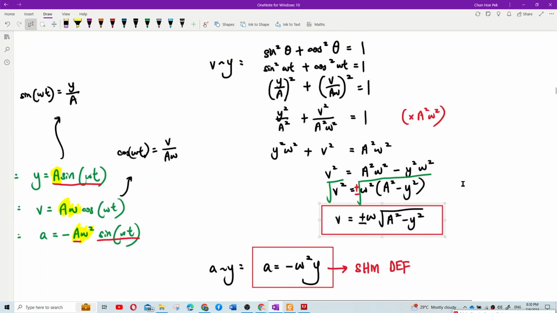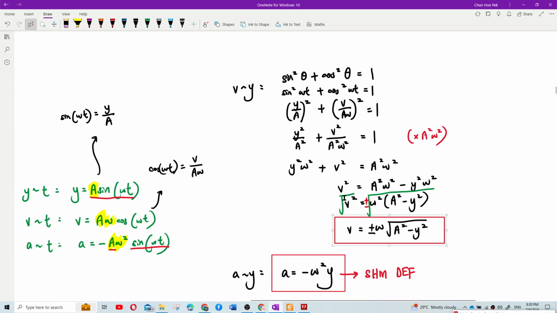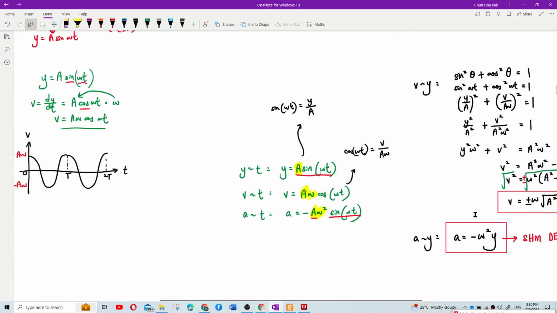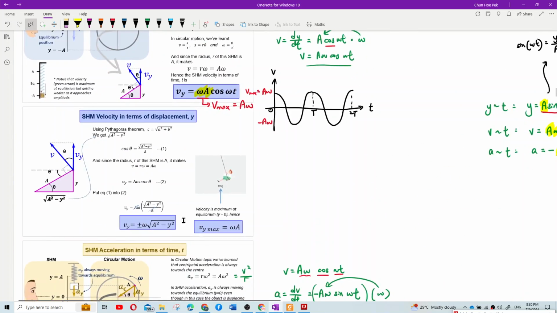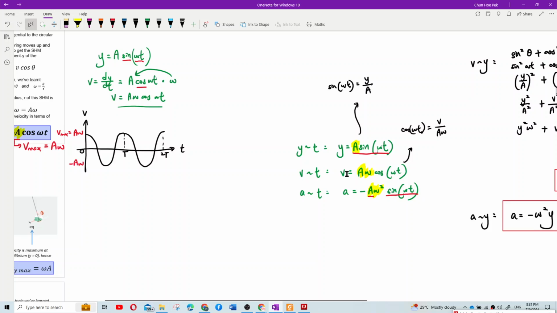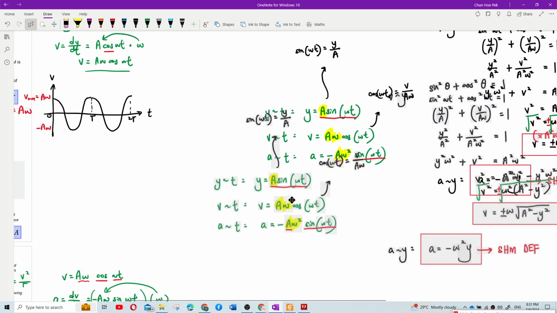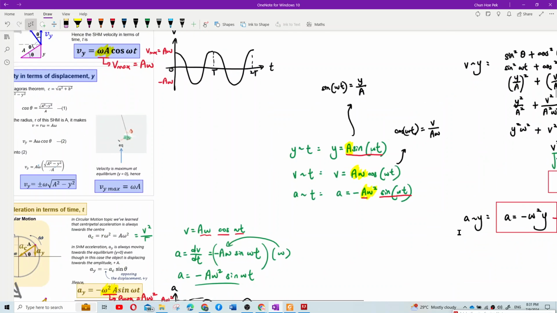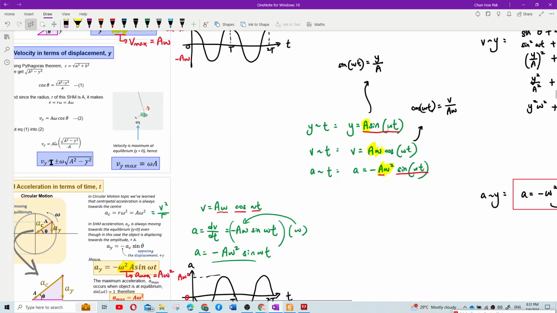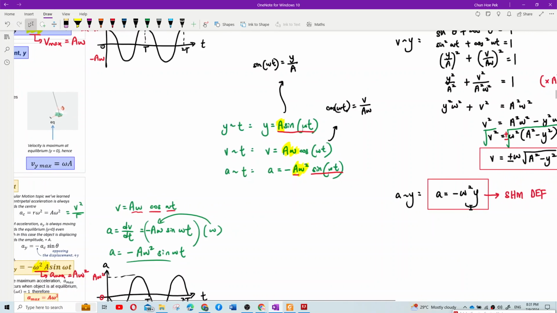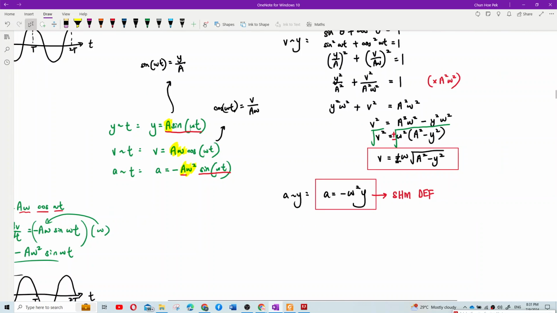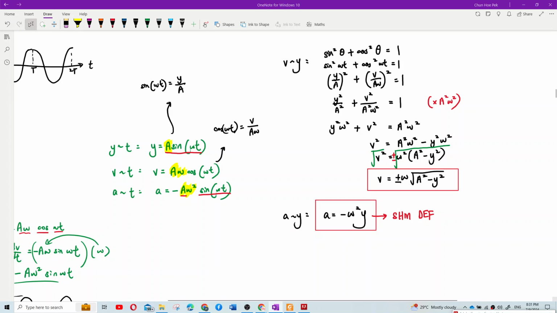That's the formula for what? For velocity versus displacement equation. See, is it the same as this one? Yes, you see, it's the same. I need to drag it here. See, is it the same, class? V equal to plus minus omega square root a square minus y square. Is it the same as this one? Yeah, v equal to plus minus omega square root a square minus y square. So this is another formula.